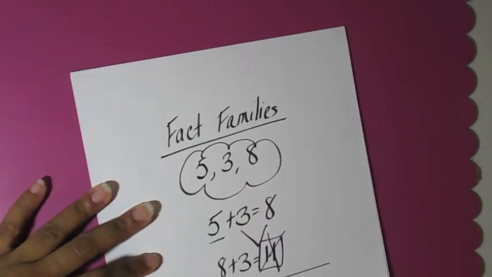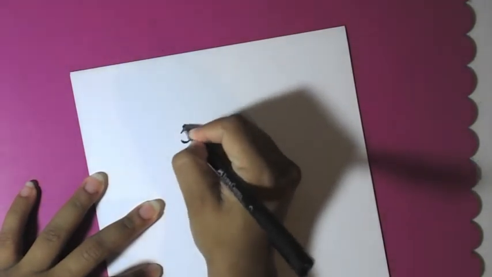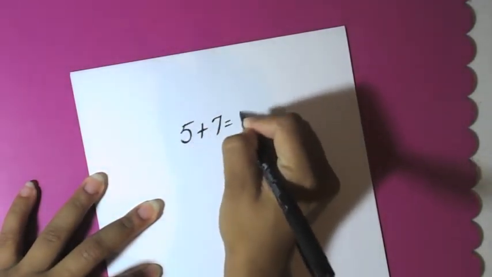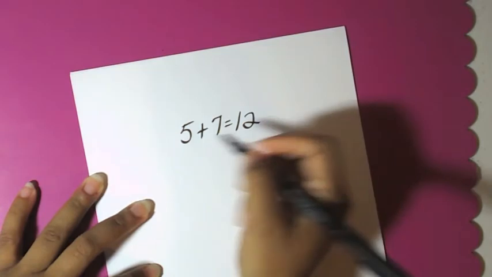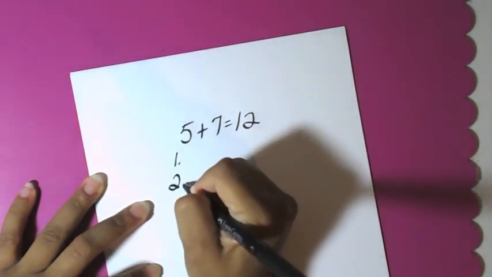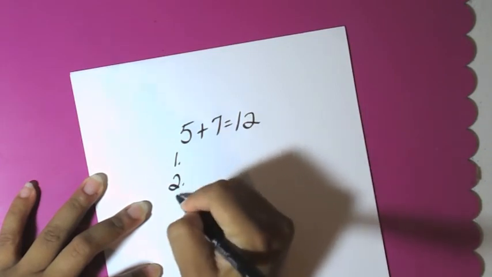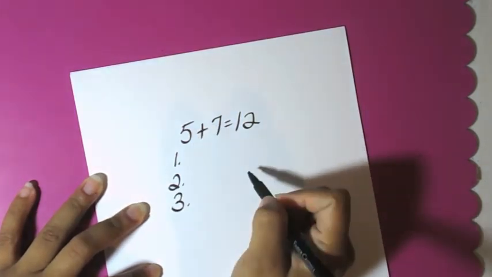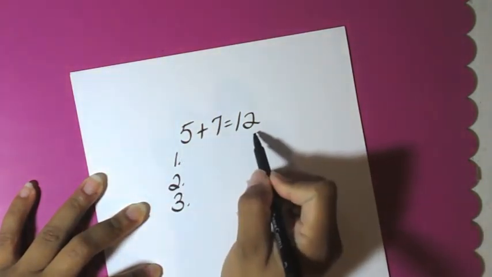The other thing that you're going to be required to do is to create a fact family with only one math equation given. So what does that look like? Let's say I gave you 5 plus 7 equals 12, and you had to create the other 3 fact families to go with it. So what are you going to do next?